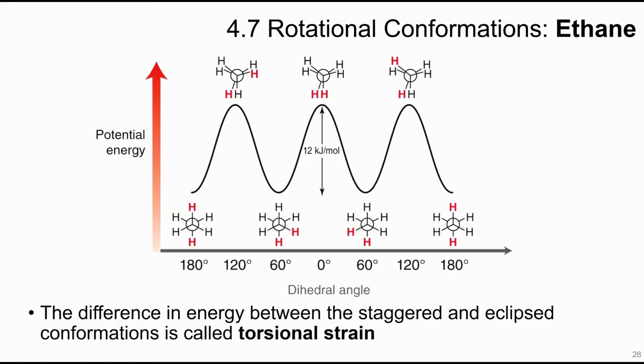The difference in energy between the staggered and eclipsed conformation is torsional strain. So you can see if you keep rotating the ethane molecule, it will fluctuate back and forth between the staggered, eclipsed, staggered, eclipsed, staggered, eclipsed, staggered. There's a difference of 12 kilojoules per mole of energy there.